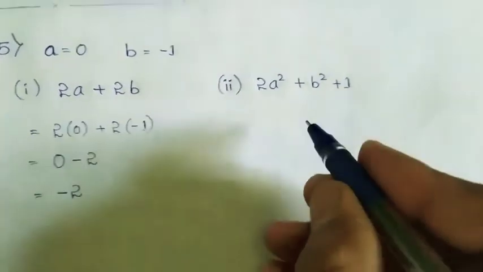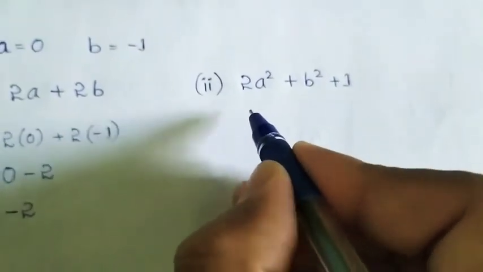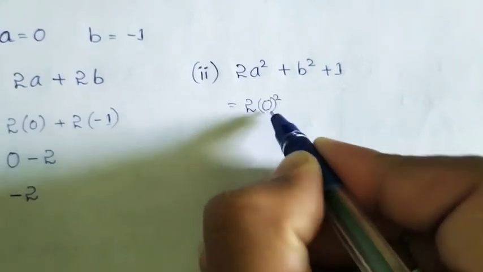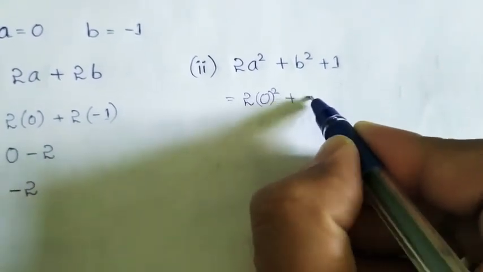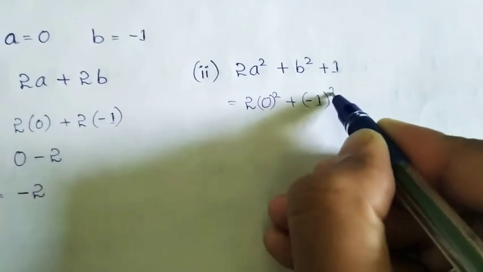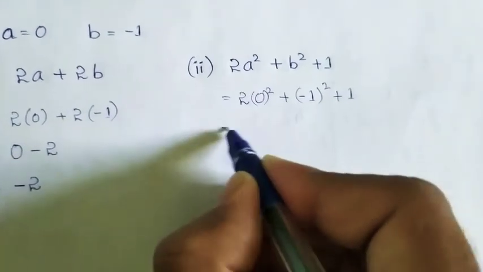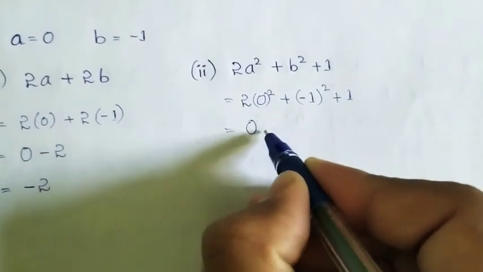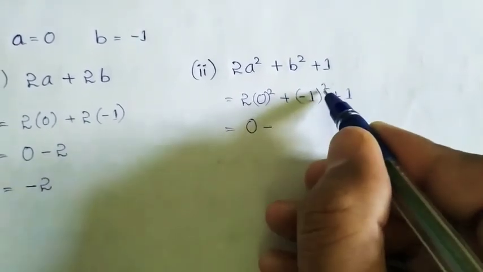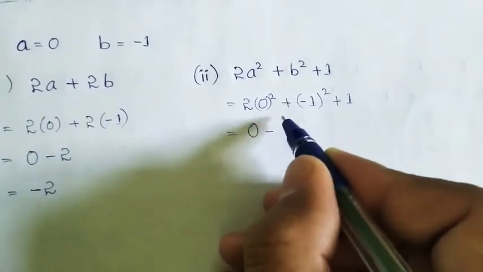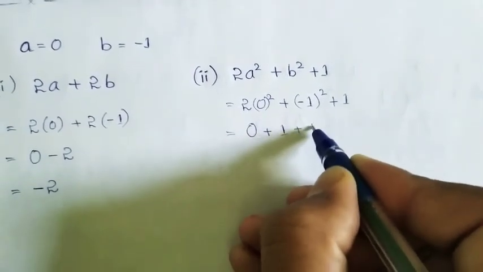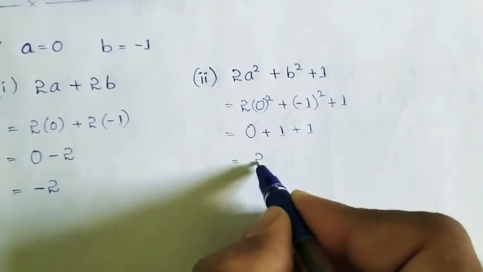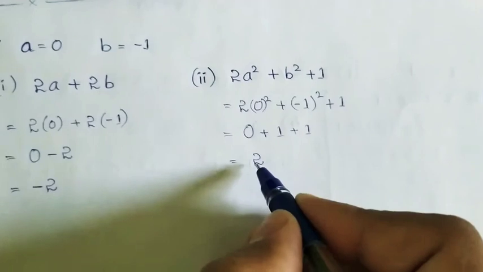Okay. Second one, 2a square. So 2a square here, 0 square. Okay. Plus b square is minus 1 square plus 1. See, 0 square will be 0. 0 into 2, it is also 0. Minus 1 square, minus 1 into minus 1, it will be plus 1. Again, finally, here also plus 1 is there. Plus 1 plus 1 will get here plus 2, or else you can write it as only 2.